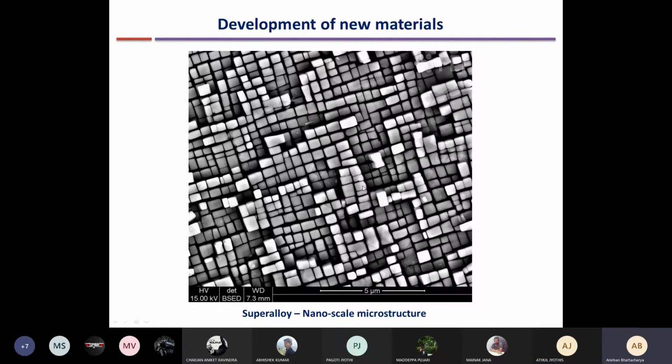So there is a lot of competition between the different aircraft engine manufacturers. The main engine manufacturers are Rolls-Royce, Pratt and Whitney, and GE. There is a lot of competition between them for developing better and better super alloys. Anyway, let us come back to our discussion.